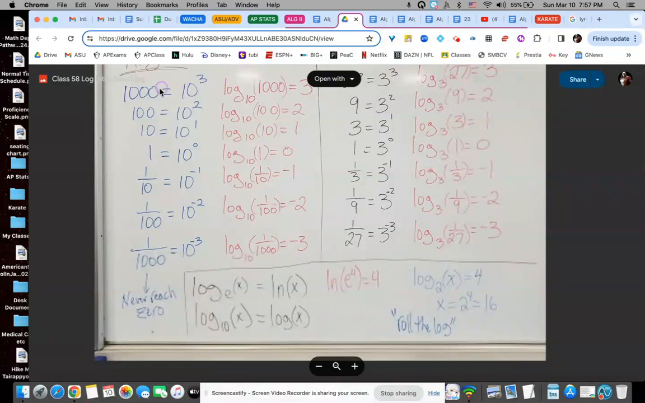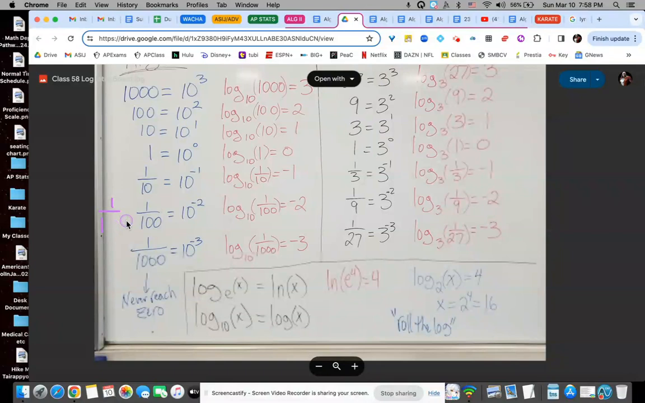But you'll notice something if I change these into exponent format, like 10 to some power. 1,000 is the same as 10 to the third. 100 is the same as 10 squared. 10 is 10 to the first. 10 to the 0 power is 1. And 10 to the negative 1 power, remember we flip it, so it's 1 over 10 to the positive 1. And 10 to the negative 2 is 1 over 10 squared, which of course is 1 over 100.